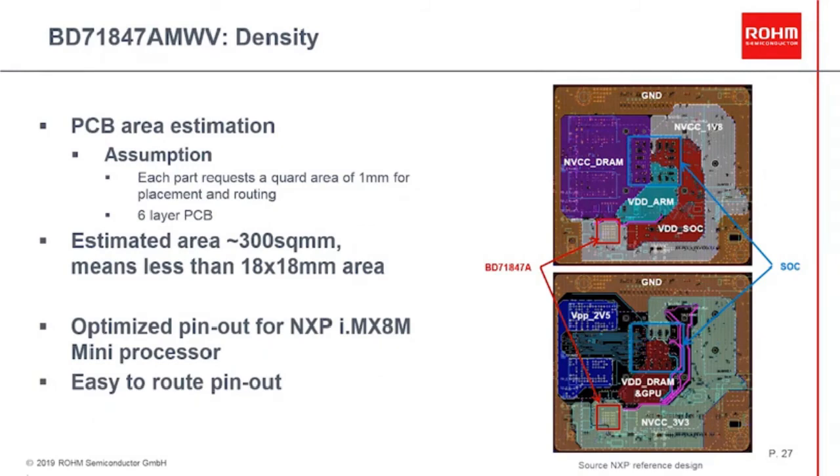Let's have a look at the PCB layout and the density. What you can see on the right-hand side is an NXP reference design, with the two main power layers highlighted. As you can see, the pinout of the BD71847 is optimized for the i.MX 8M Mini, which allows routing the power supplies easily with sufficient copper area and width to ensure low impedance routing. The area requested for the PMIC, including its externals, can be down to roughly 300 square millimeters, assuming 1 millimeter guard area for each component.